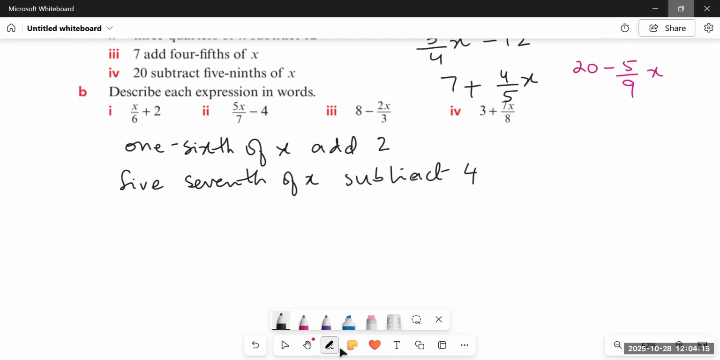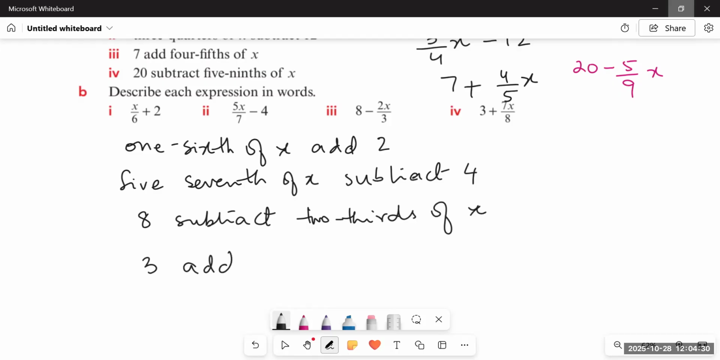Then the next one is 8 subtract 2/3 of x. The last one is 3 add 7/8 of x. That's it.